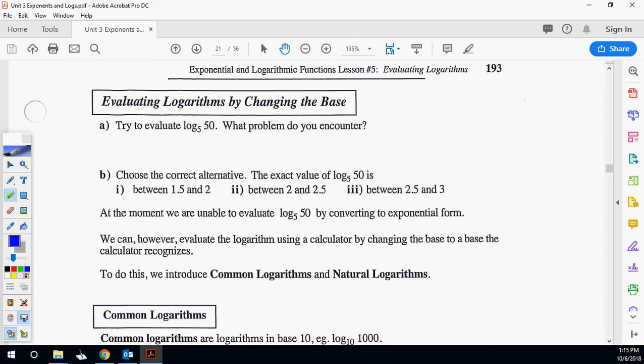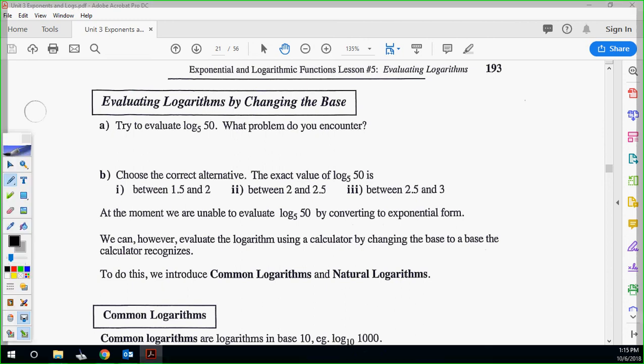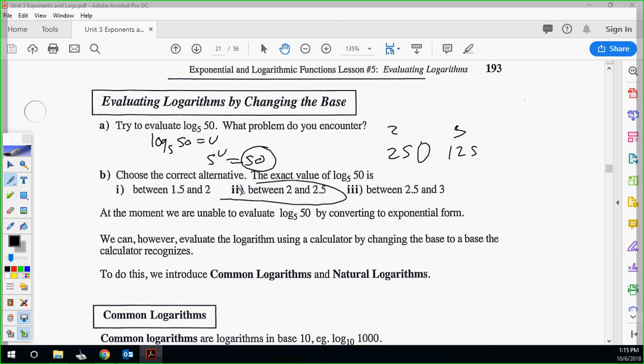So, for example, try to evaluate log base 5 of 50. Well, they're just letting you run into the roadblock here. The roadblock is, if I do that, 5 to the v equals 50. I can't write 50 as a base of 5. Just not possible. So that means choose the correct alternative in terms of guessing about where it's at. Well, we do know that 5 squared is 25, so that's the 2. 5 cubed is 125. So where's 50 on that line? 50 is probably right about here, closer to 2. So that's probably going to be our educated guess in terms of what we think the answer would be.